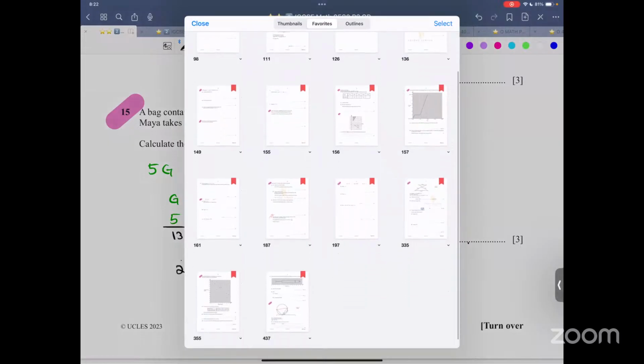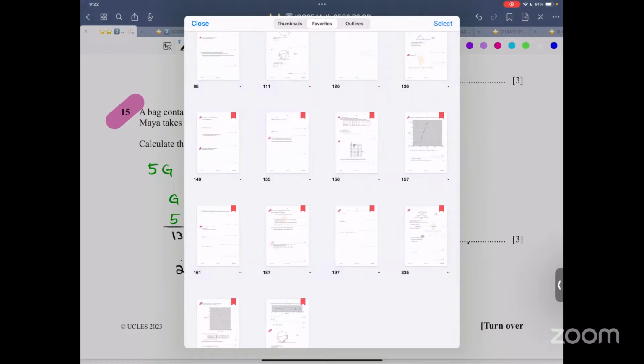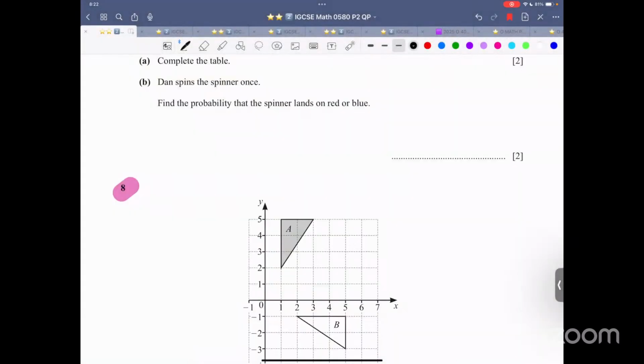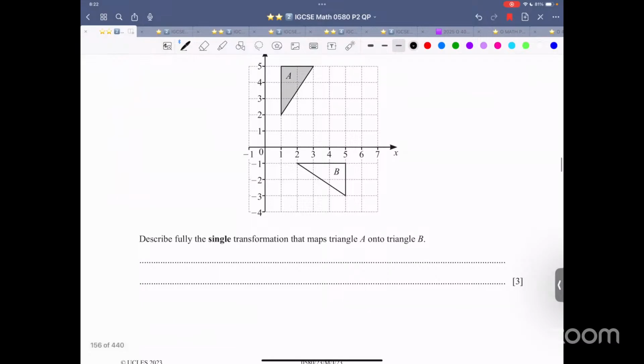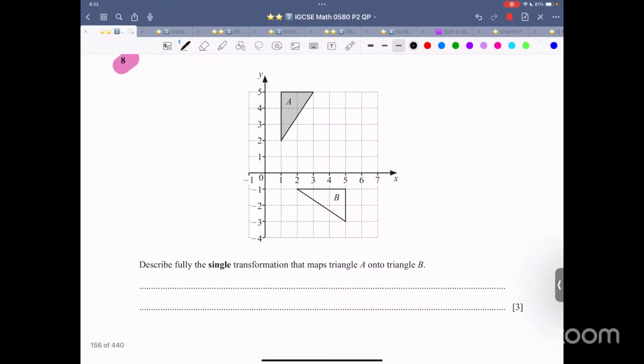And let's look at some other question. Describe a single transformation that maps A onto triangle B. So focus on one point. Let me focus on this point in red color. And when it is twisting, it's becoming this. So when it's becoming this, what is happening? So now it's going this way.